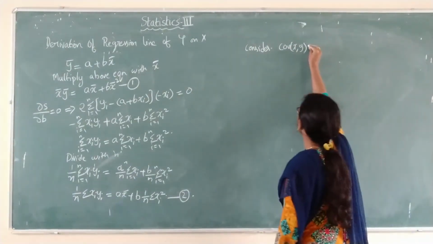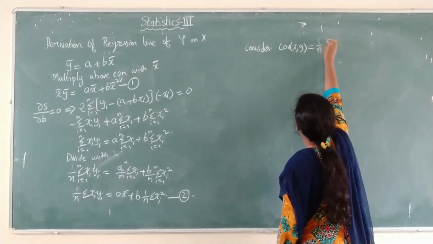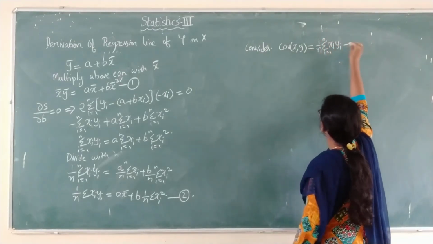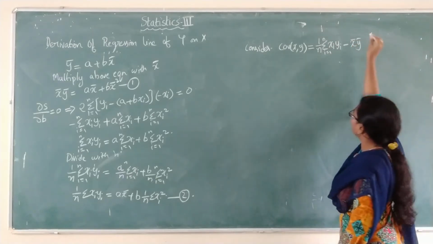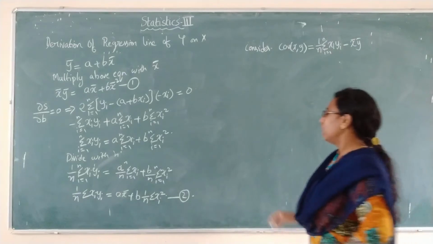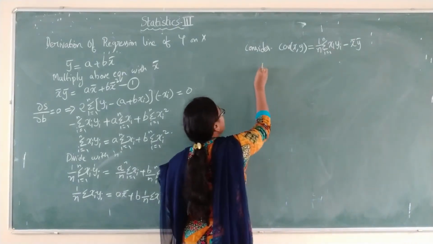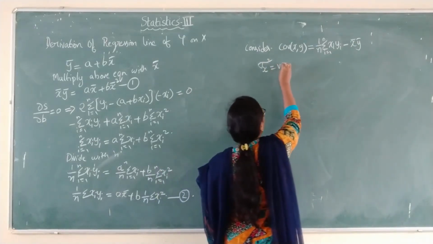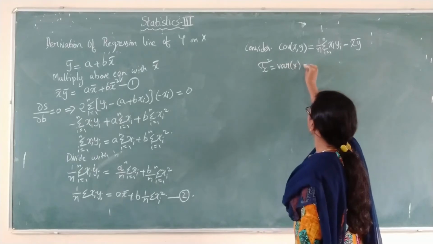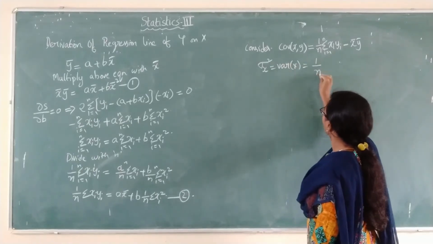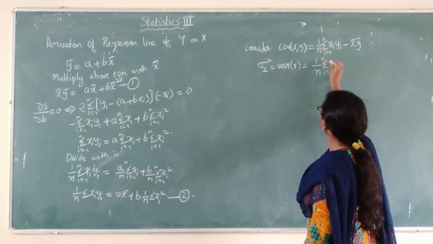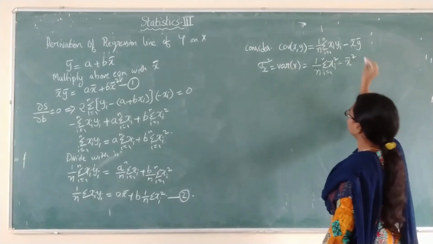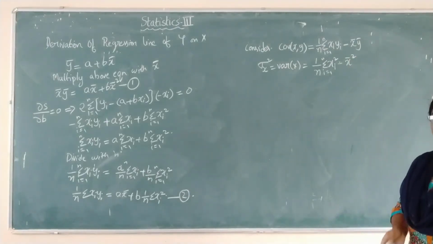So write that one: covariance equals 1 by n summation i equals 1 to n xi yi minus x bar y bar. This is the covariance formula, and similarly write sigma x square. What is sigma x square? It is the variance, right? So variance of x equals 1 by n summation i equals 1 to n xi square minus x bar square. These are the formulas for covariance and sigma x square.